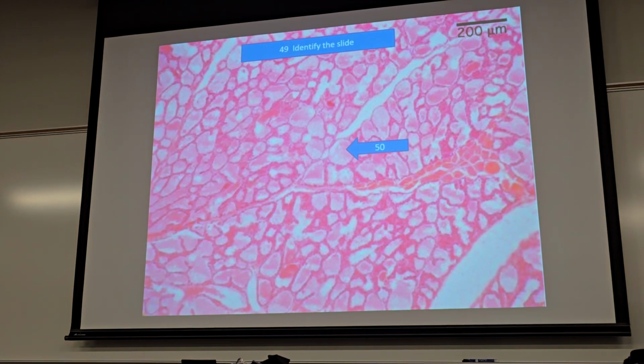Okay, all right, so next one is identify the slide. Mammary gland. The active mammary gland, and what is it pointing to?